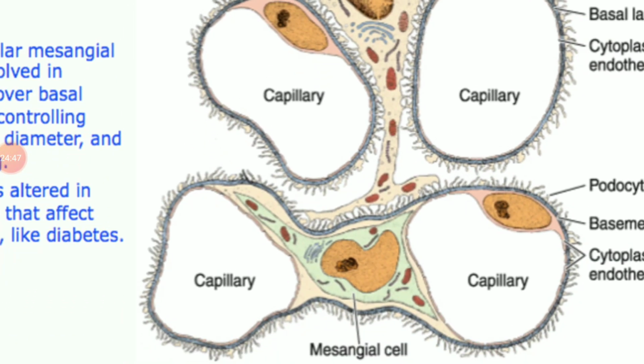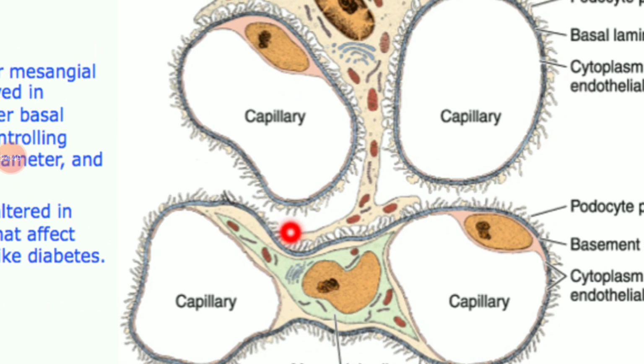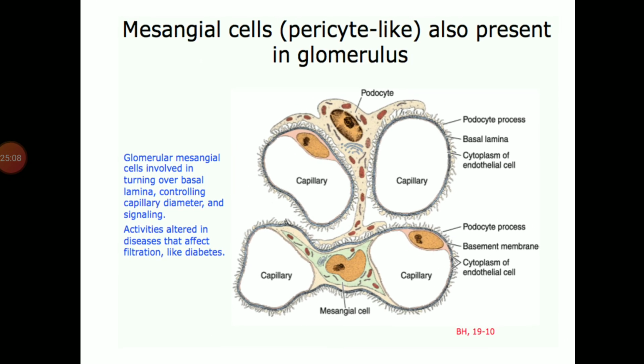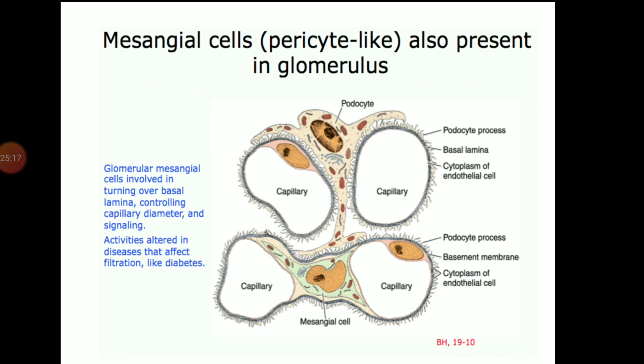Now if you look at this capillary which is having the anastomosis, you see that the grayish color layer is the basement membrane, and this basement membrane is being shared by these two capillaries, and in between there is the mesangial cell, right? And this mesangial cell between the capillaries is the intraglomerular mesangial cell, which helps in the regulation of the glomerular filtration by either contracting or not contracting the capillary.